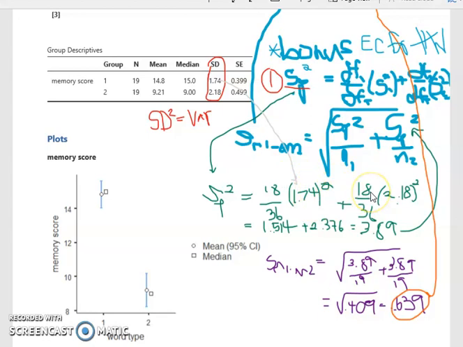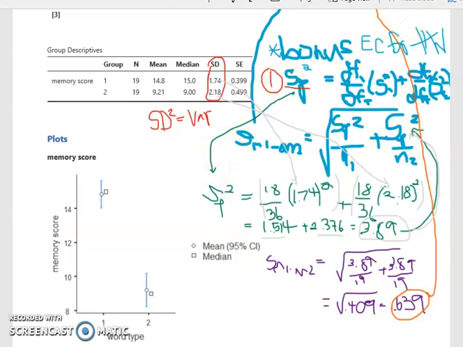Plus degrees of freedom for group 2 over degrees of freedom total. So 19 minus 1, and then our degrees of freedom total was 36, times 2.18 squared, again, to get the variance. If I add all these numbers together, I get 1.54. If I add all of these numbers together, I get 2.376. Again, feel free to pause the video and go through the calculations yourself, and that adds up to that 3.89.